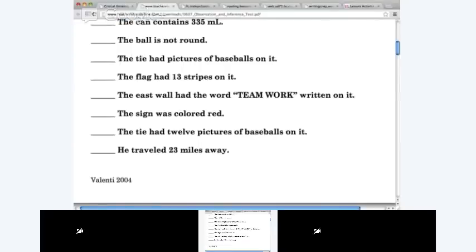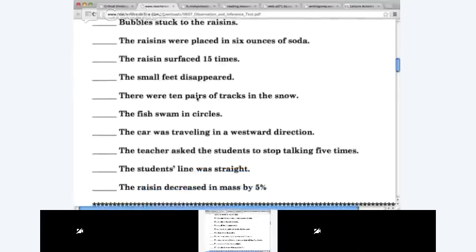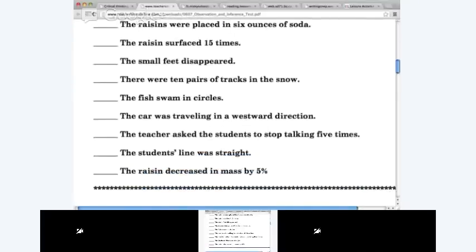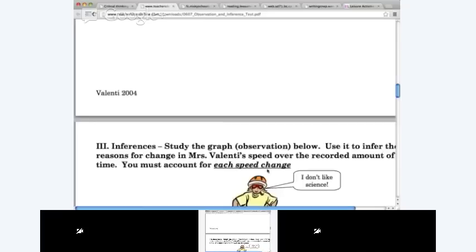The tie had pictures of baseballs on it. Qualitative. The flag had 13 stripes on it. Quantitative. The east wall had the word teamwork written on it. Qualitative. The fish swam in circles. Oh, sorry, we are talking about quantitative and qualitative, right? Yes, qualitative. Perfect. The raisin decreased in mass by 5%. It's quantitative. Perfect.